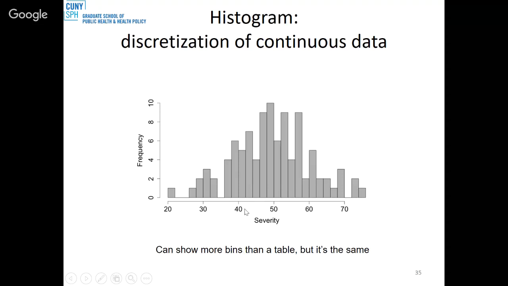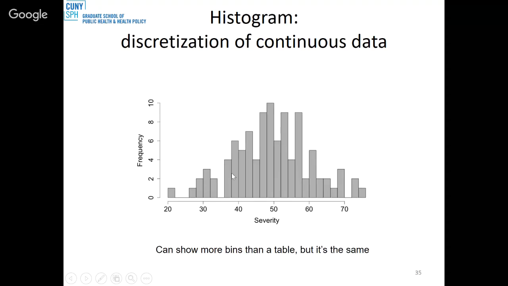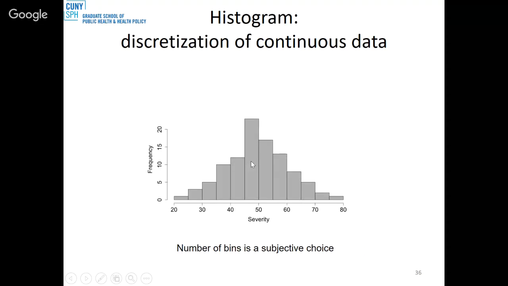And with this histogram, you can show more data, more bins than you could practically look at in a table, but the data are the same. This is just a one-way frequency table shown visually. The same data set, if I put these into bigger bins, so these are bins of width 5 instead of 2.5, it looks different. It looks kind of the same, but you don't see that there's a missing bit here. You don't see as much fluctuation from one bin to the next.